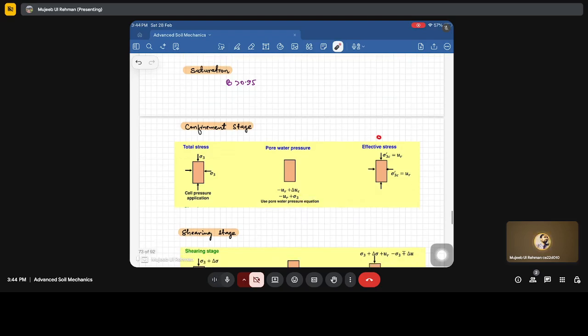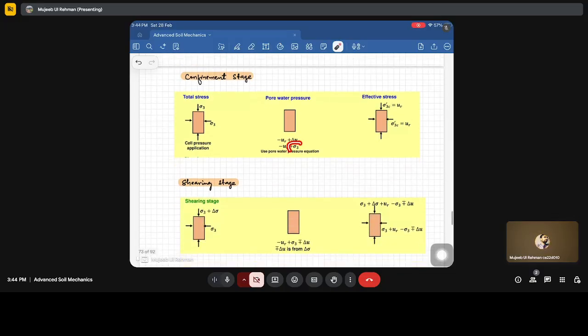And then in terms of effective parameters, sigma dash 3C is equivalent to UR, and sigma dash CC is again UR. Fine, because this will get cancelled with this, which will result in the same parameter. And here sigma 3 dash is equivalent to UR, because here and here sigma 3 will get cancelled.